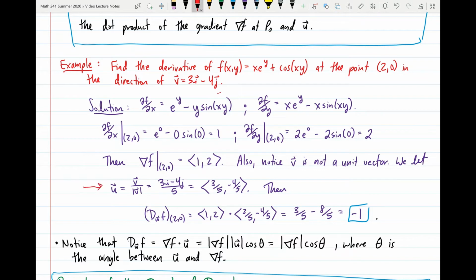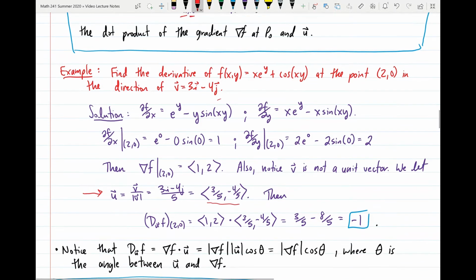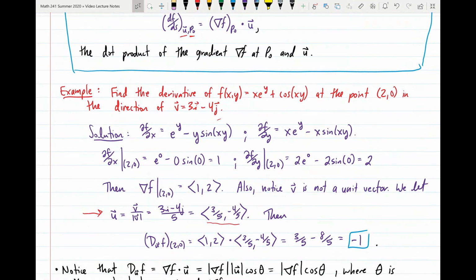So if you look down here, we have that u, our unit vector in the direction of v, is going to be equal to v divided by the magnitude of v, which is equal to 3i minus 4j over 5, since the magnitude of v is equal to 5. Or we can just write it in this form here. The i component is 3/5 and the j component is minus 4/5. And now let's go back up top to work on the gradient vector.